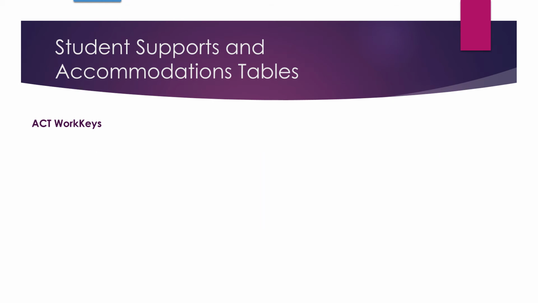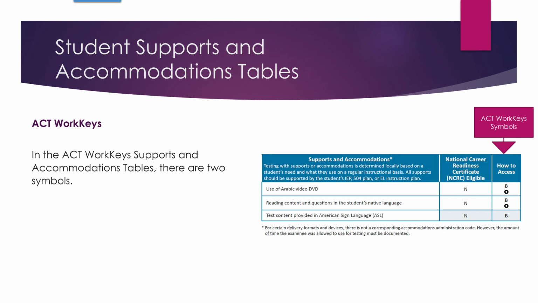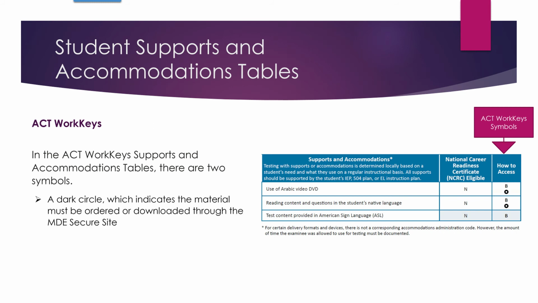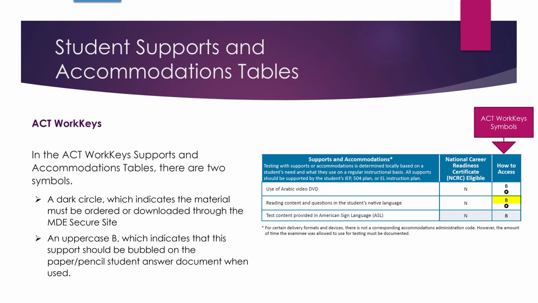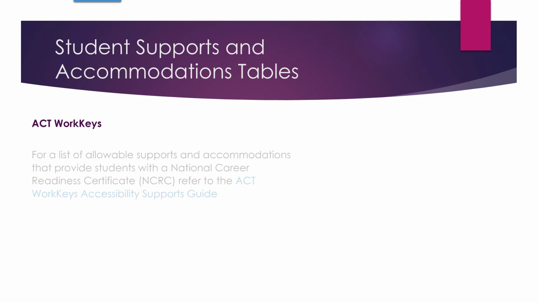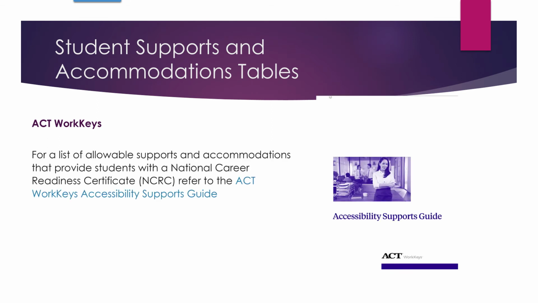In the ACT supports and accommodations tables, there are two symbols. A dark circle indicates the material must be ordered or downloaded through the MDE Secure site, or an uppercase B, which indicates that the support must be bubbled on the paper pencil student answer document when used. For a list of allowable supports and accommodations that provide students with a National Career Readiness Certificate, please refer to the ACT WorkKeys Accessibility Supports Guide.